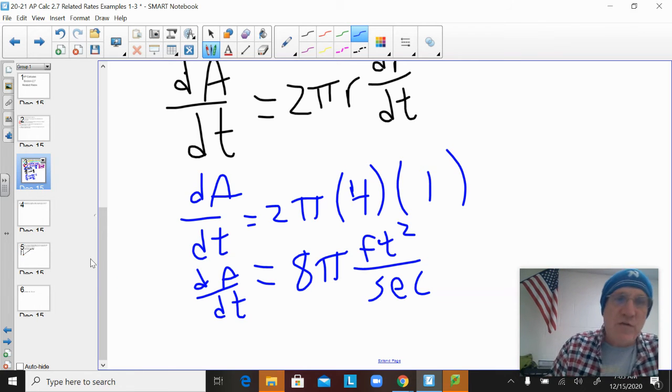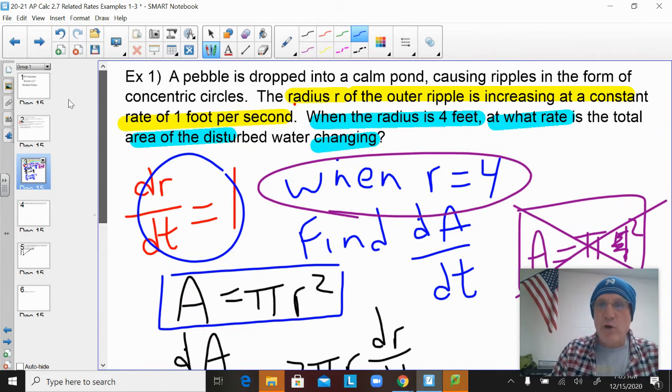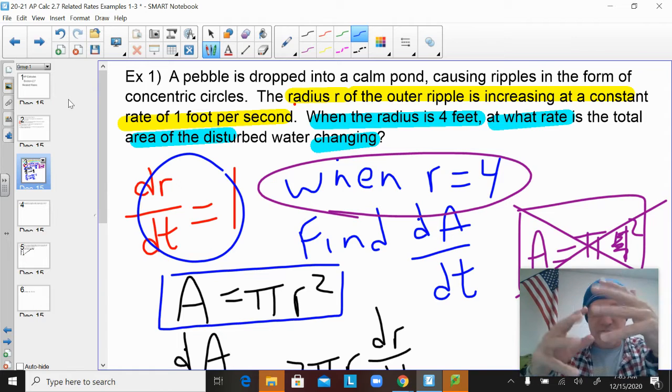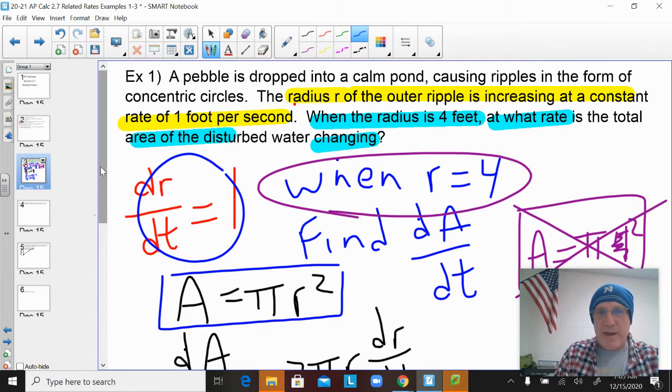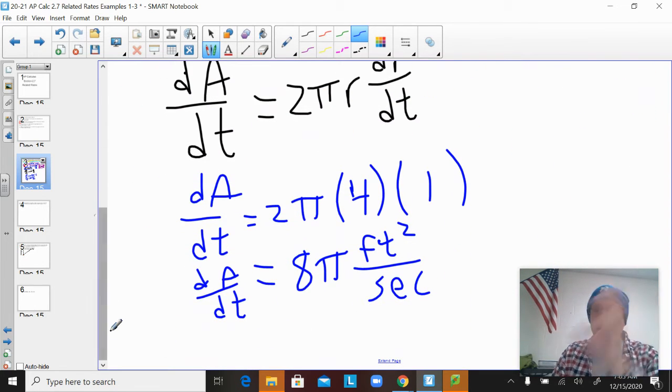So there's your first example. We turned the question into a bunch of rates and information given and desired. We figured out what equation to use. We took the derivative of it with respect to time, and then we substituted in the stuff that we were given, and we solved for what it asked for. So that's one example. Got 2 more.